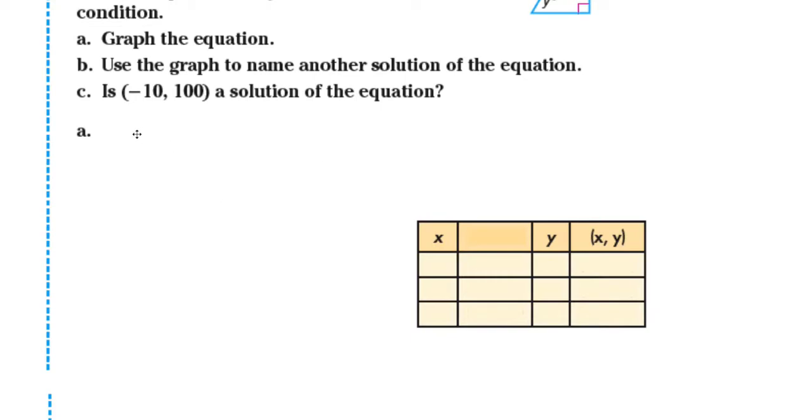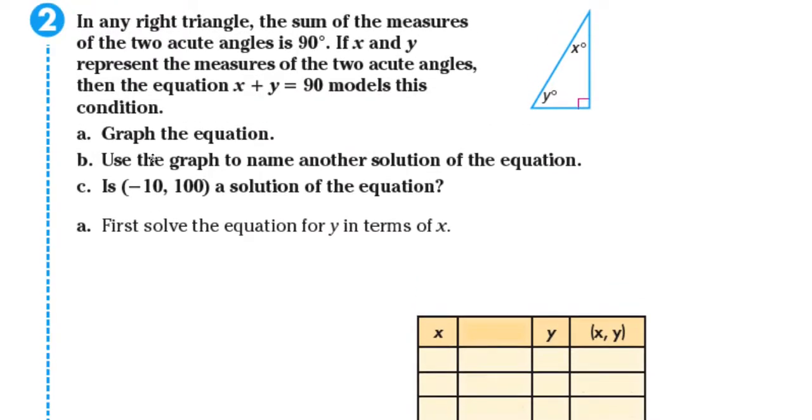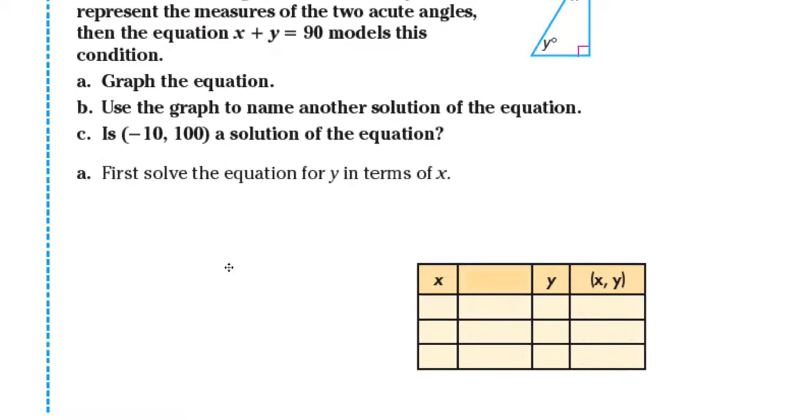Before we do that, we need to solve the equation for y in terms of x. What does that mean? It simply means that with the equation x plus y equals 90, we need to solve for y, or isolate y on one side of the equation so that it's easier for us to make a table. So let's start with the original equation x plus y equals 90, and we need to isolate y. That's what it means when it says solve the equation for y in terms of x.